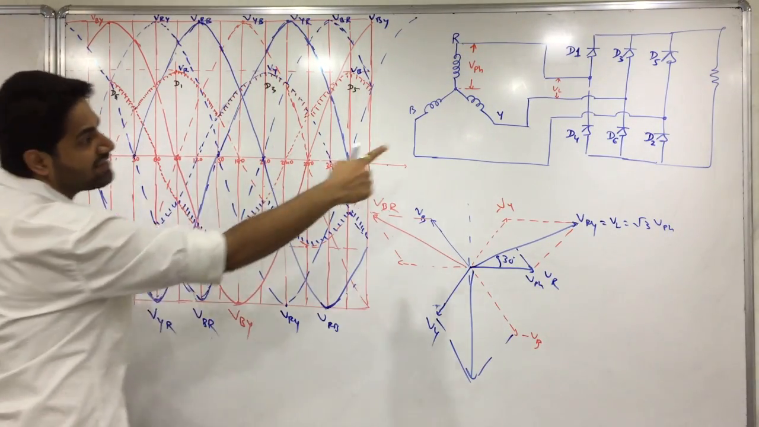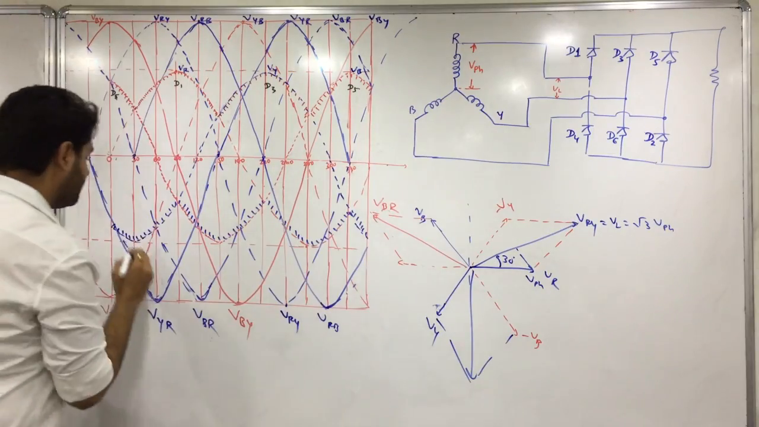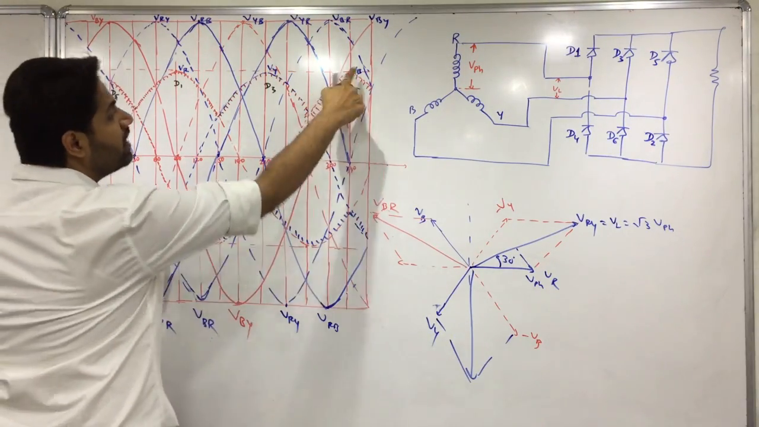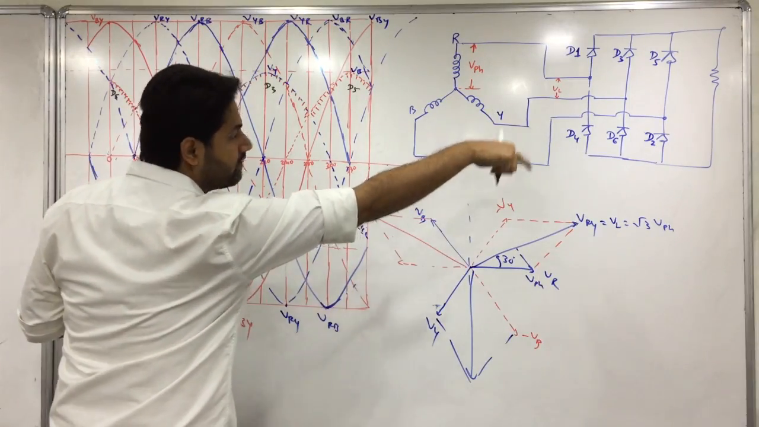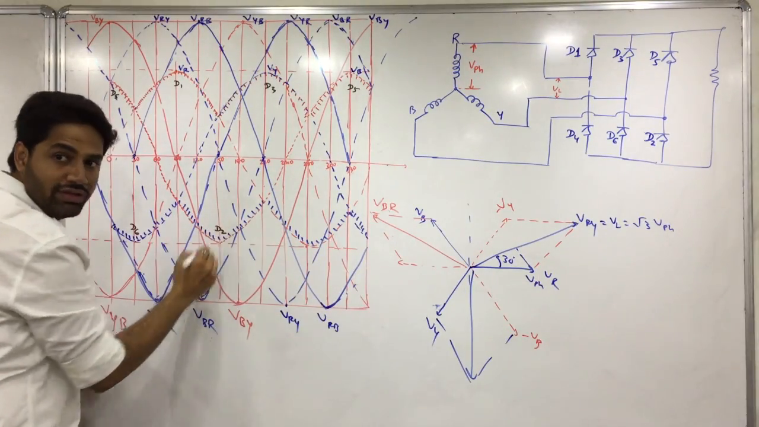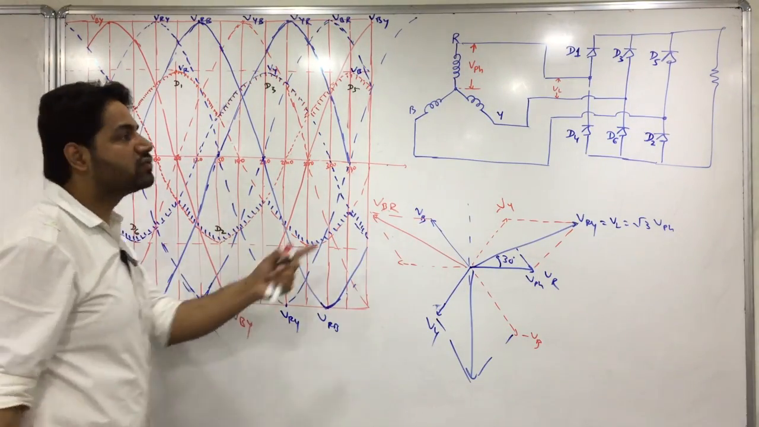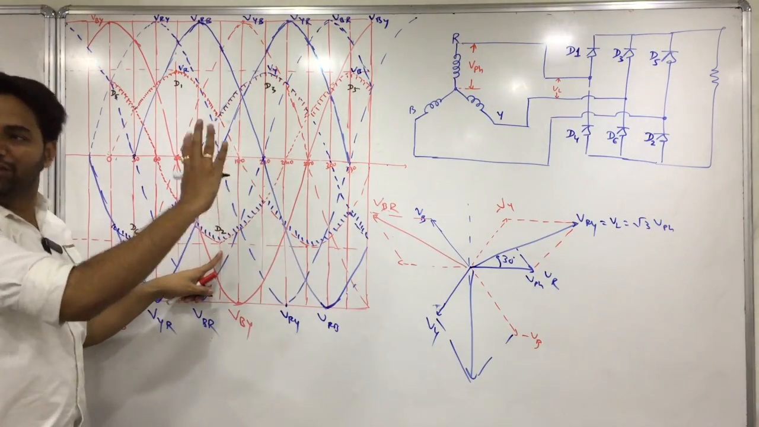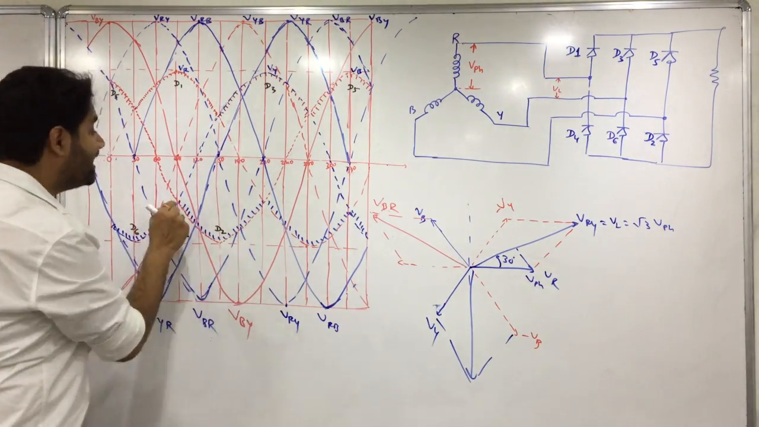Now, when Vy is maximum negative, which one will conduct? D6 will conduct. When Vb is maximum negative, D2 will conduct. At maximum negative, it is going to conduct. At the peak, obviously it is going to conduct. I'll teach you why till this point.